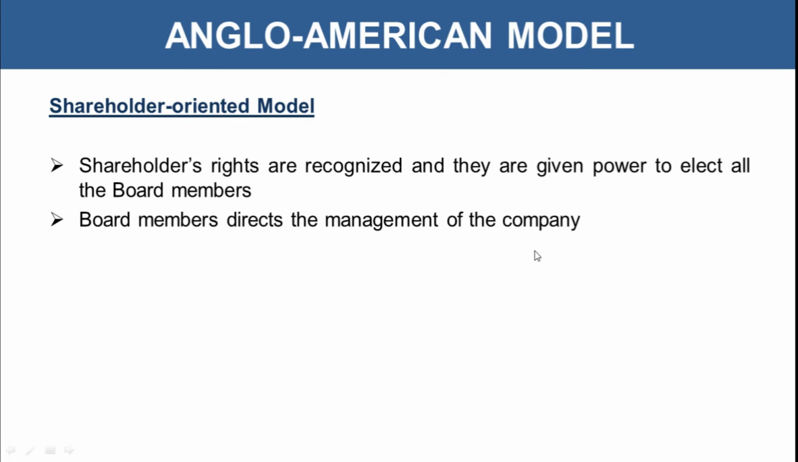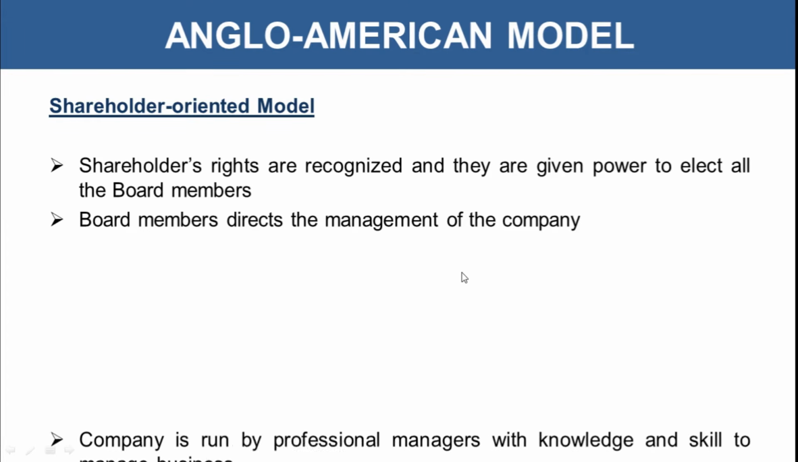Board members direct the management of the company. The board members elected by shareholders have the right to direct the management of the company. Management is the one who monitors, controls, and looks at the functionalities of the business, and board members try to direct them toward the objective to be accomplished. So they tend to set targets to be completed. Thus board members are at the top level, directing the management of the company.